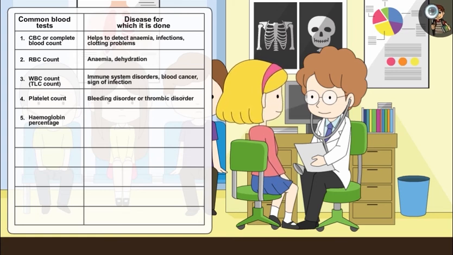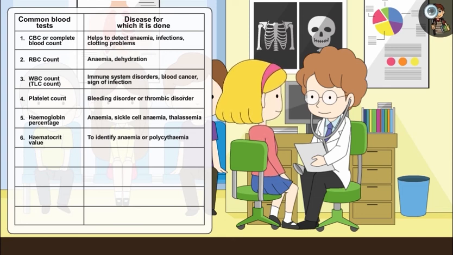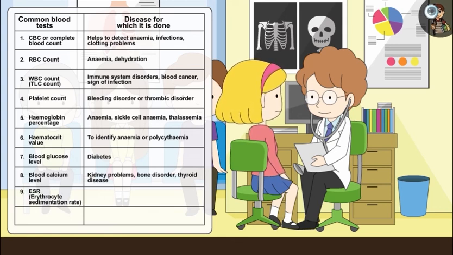Hemoglobin percentage: anemia, sickle cell anemia, thalassemia. Hematocrit value: to identify anemia or polycythemia. Blood glucose level: diabetes. Blood calcium level: kidney problems, bone disorder, thyroid disease. ESR, erythrocyte sedimentation rate: tuberculosis, rheumatic fever. ELISA test: detecting viral infection, dengue, HIV, etc.